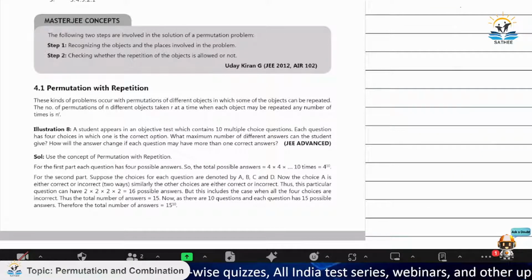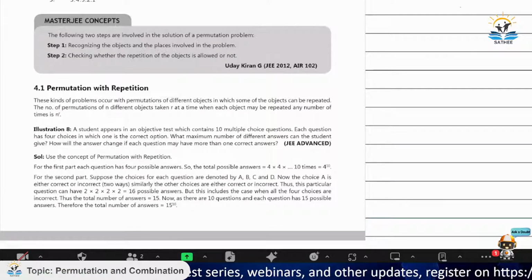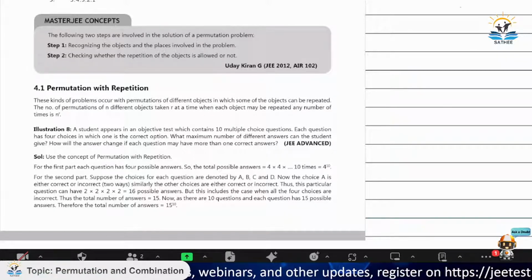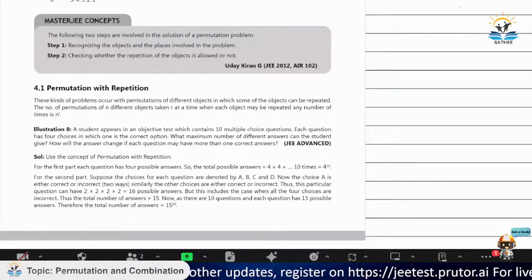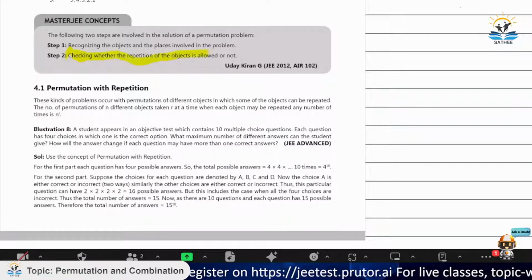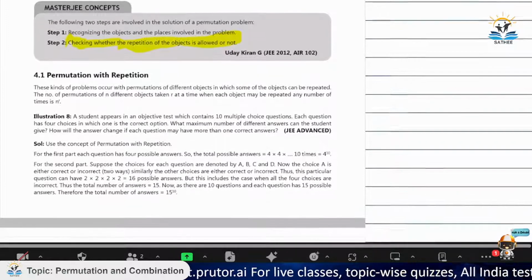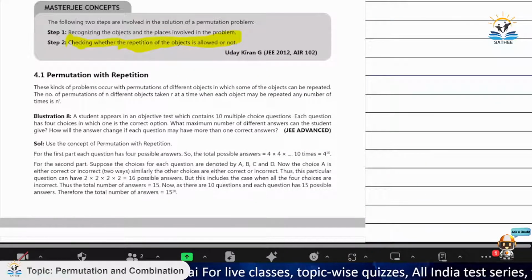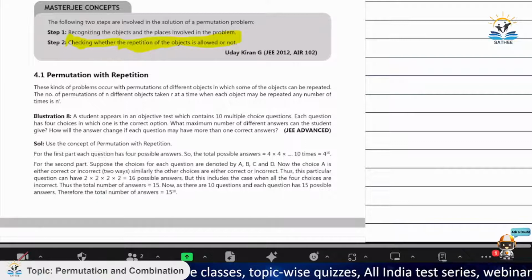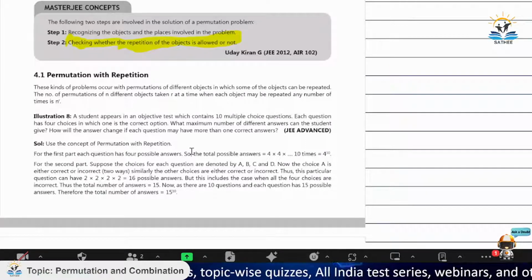Next question, we have another concept, we can just make a note of it. The following two steps are involved in the solution of a permutation problem. Recognizing the objects and places involved in the problem. Checking whether the repetition of the object is allowed or not. Yeah, this is very important. I would also suggest that you check whether repetition is allowed or not. If it is not allowed, then moving forward, it could change the direction of your question. Okay, done that.